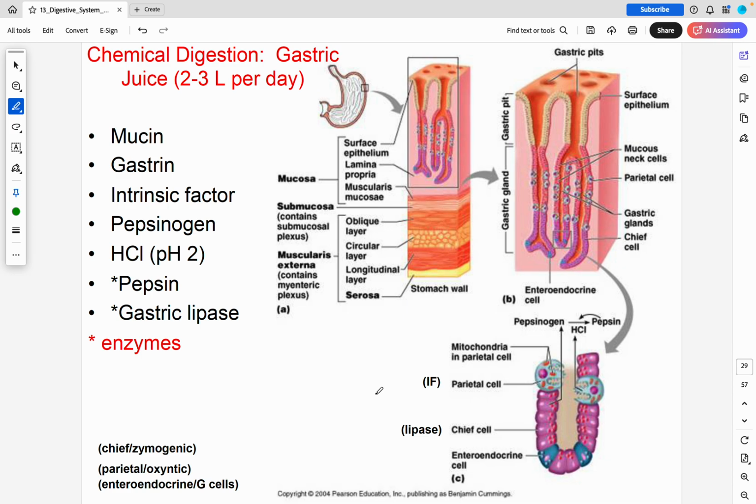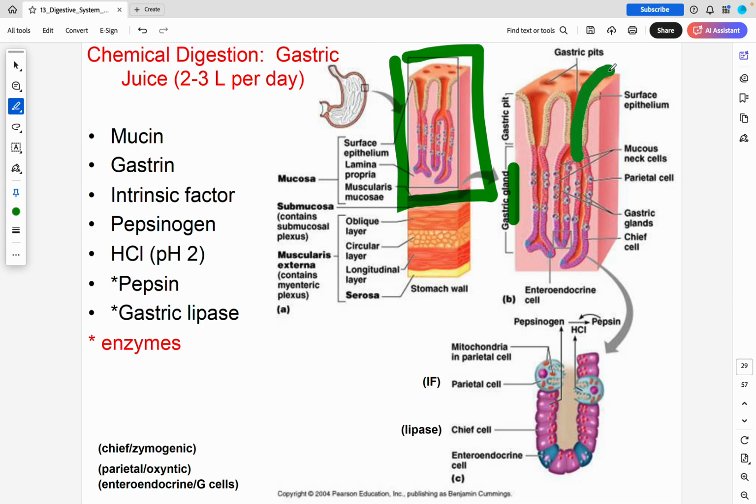In terms of structure, in the mucosal and submucosal layers we are seeing the glandular structures. The glands that produce the gastric juices, we call the gastric glands. They are made up of several substructures, and the gastric juice is released out of the gastric pits. So here, right.